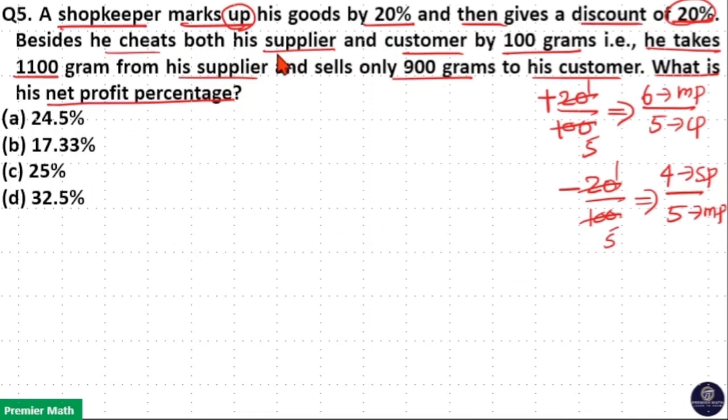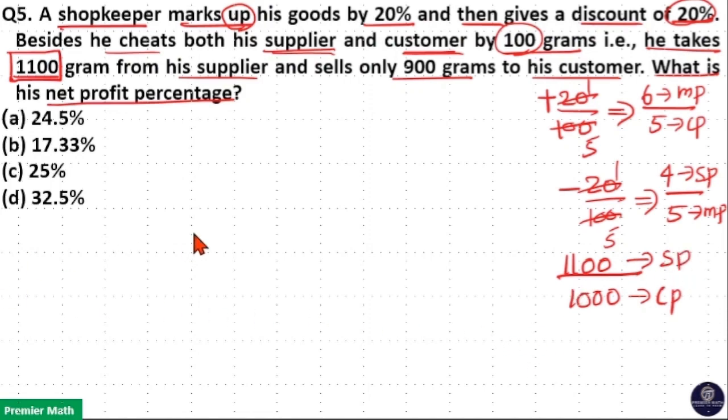Then he cheats both his supplier and customer by 100 grams. That means when he buys 1000 grams, he is actually getting 1100 grams from his supplier. That is, he is cheating his supplier by 100 grams. That is, he will be giving money for 1000 grams, but he is actually getting 1100 grams, so that he can sell it as 1100 grams.